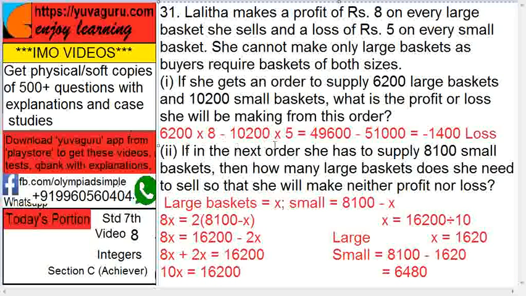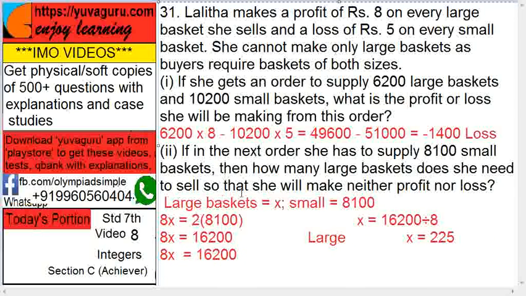If in the next order she has to supply 8,100 small baskets, then how many large baskets does she need to sell so that she will make neither profit nor loss? Here 8,100 small baskets she has to supply. Let the large baskets be X. Small we know is 8,100.